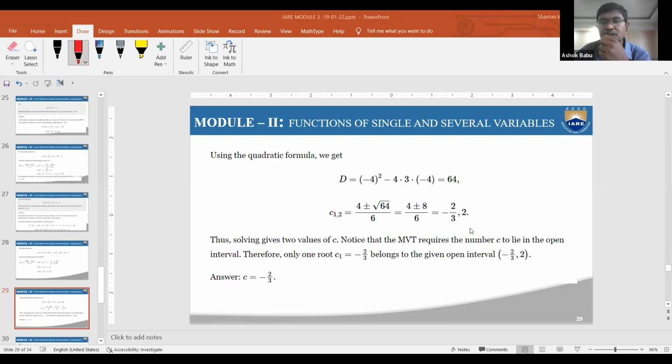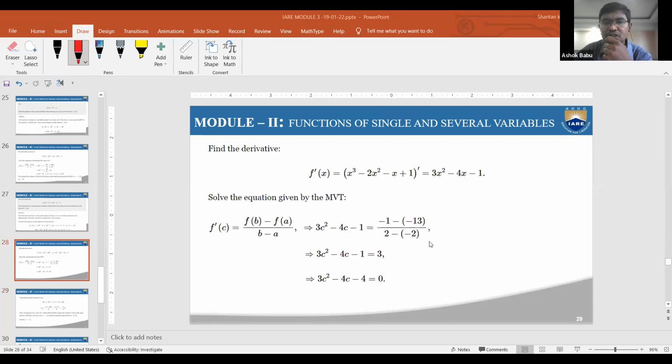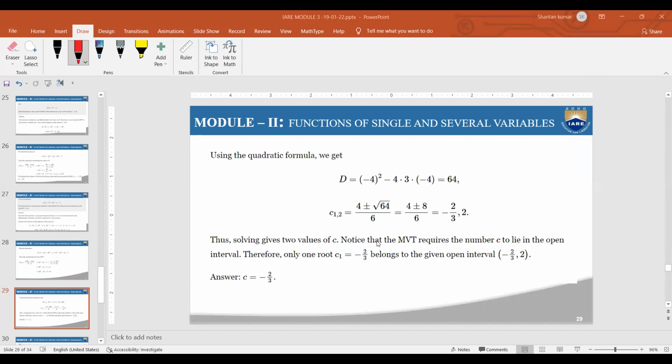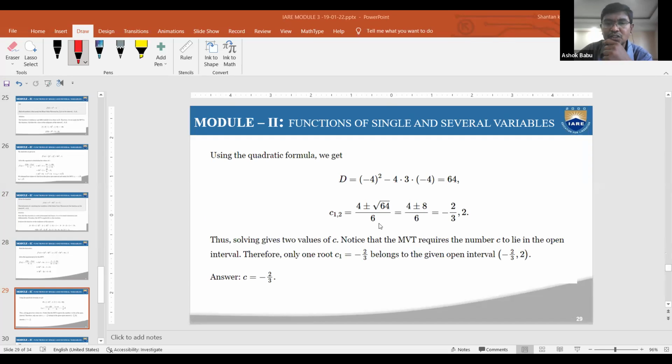Here the 2 is not required. Why? Because the given function includes the 2, but it is not required. We require the value inside of 2. Therefore, only minus 2 by 3 is satisfied, and Lagrange's mean value theorem is satisfied. I hope you understand, but the simplification is very important. Here, what we are going to do and how to do the problem: whether it is continuous in the closed interval, whether it is differentiable in the open interval, and also f dash of c equals f of b minus f of a by b minus a is the condition. I think all are clear.